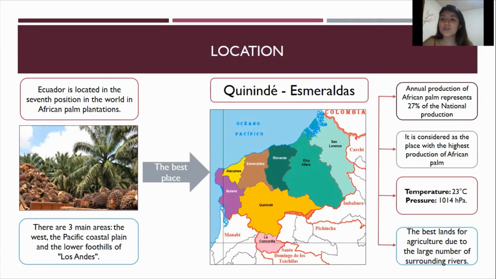But the best place we could choose was Quininde, and it is located in Esmeraldas. Its annual production of African palm represents 27% of the national production. Its temperature is about 23 degrees Celsius, and the pressure is 1,014 hectopascals. And also we know that it has the best lands for agriculture due to the large number of surrounding rivers.